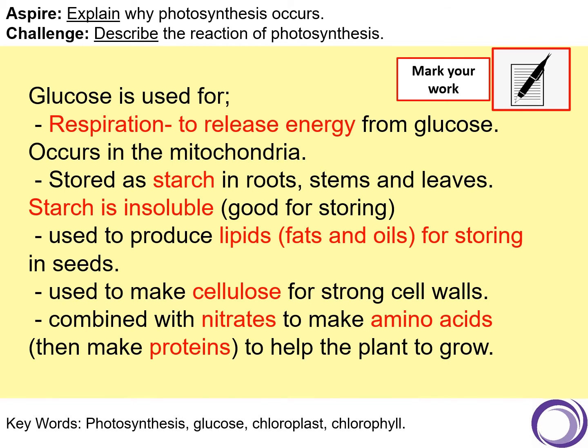And glucose also combines with nitrates that come from the soil to make amino acids. Now, amino acids join together to make proteins, and that's what helps the plant grow. So glucose alone will not actually help the plant grow. It needs to combine with the nitrates in the soil to make the amino acids to then eventually make the protein to help the plant grow.